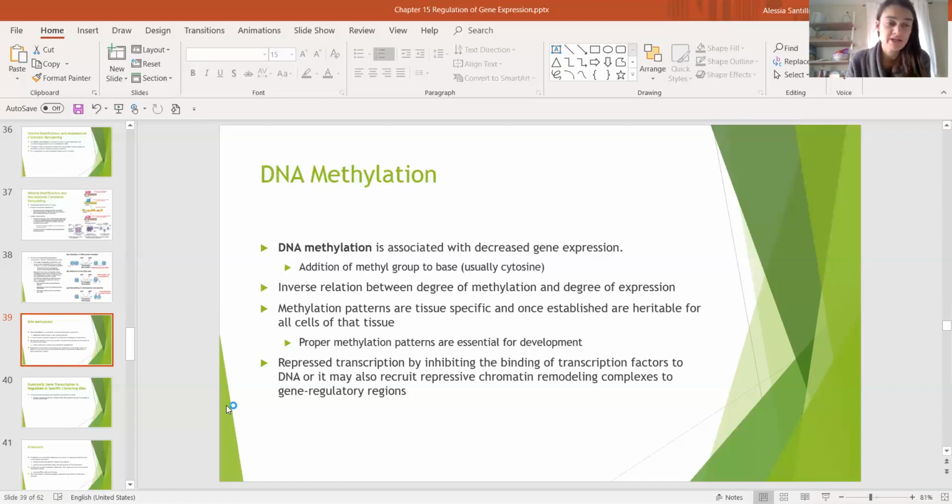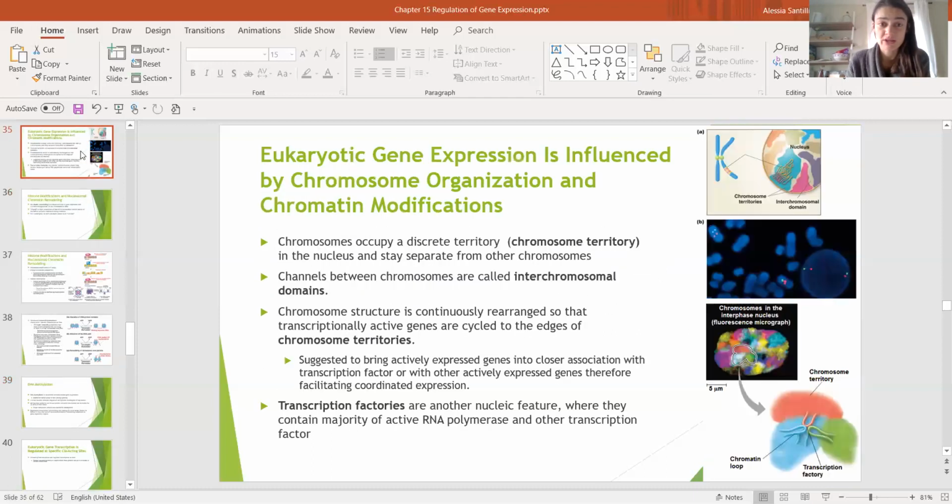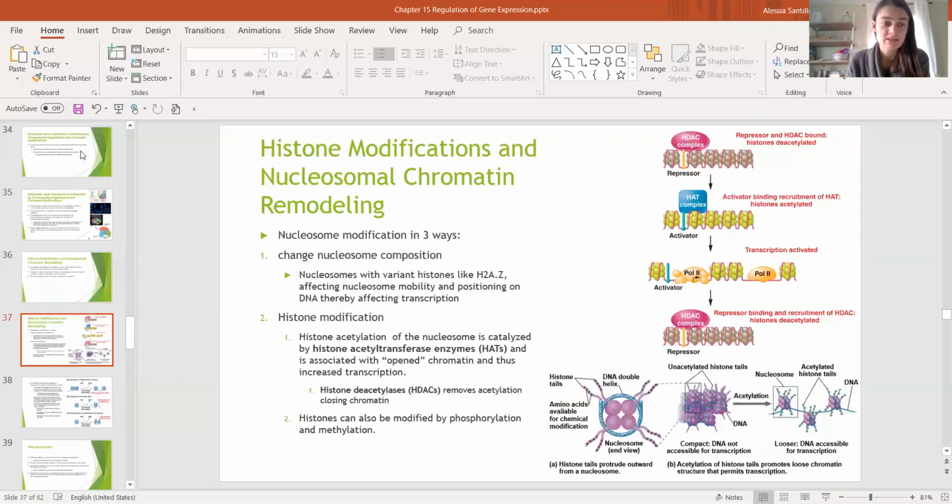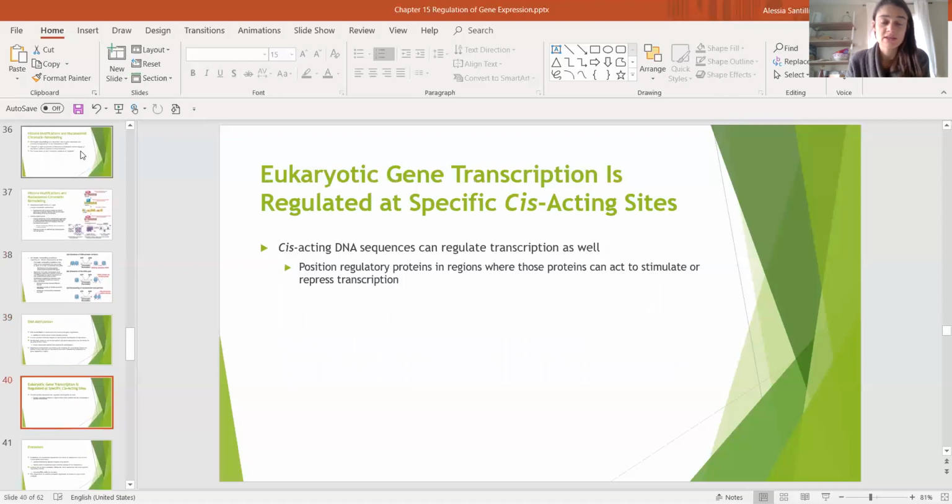So we looked at the organization of the chromosome and how that works in regulation of eukaryotes. The next section we'll look at is the actual genes and the cis-acting sites, the regulatory sites found within the DNA, within the genome, that act in a regulatory way as well.